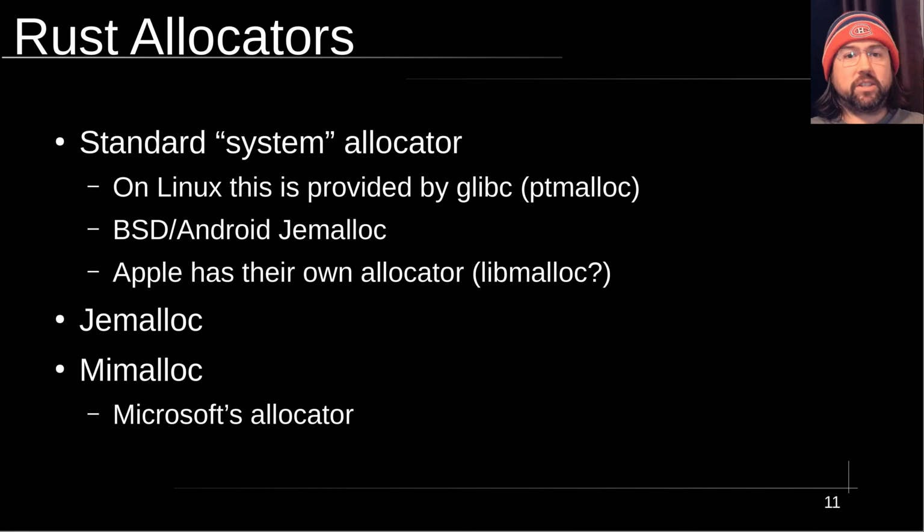The standard system allocator on FreeBSD or on Android is jemalloc. And of course, Apple has its own allocator, but I wasn't able to find documentation on what they call it other than libmalloc. The other 2 allocators that I've played with are, of course, jemalloc, and another allocator called mimalloc. Mimalloc is Microsoft's allocator, and I talked about it before in that it's very, very fast.